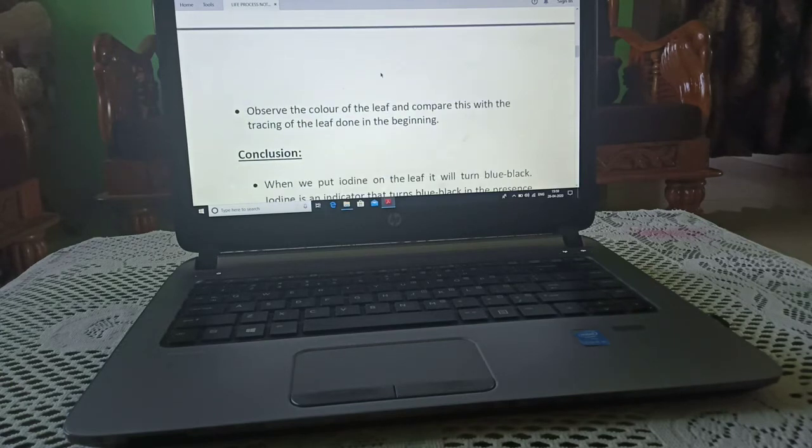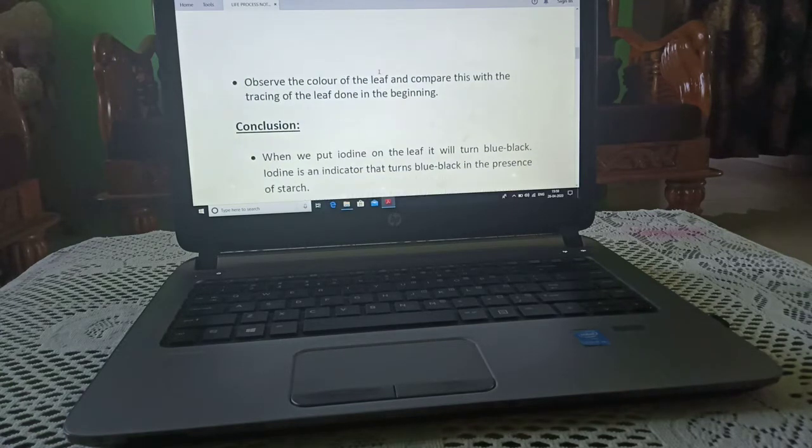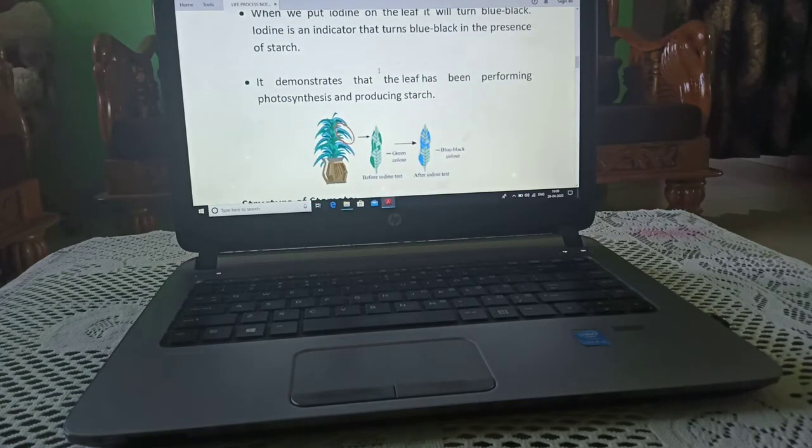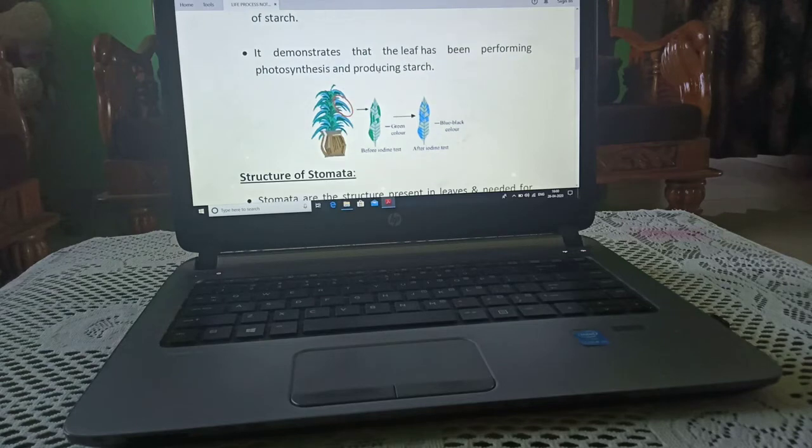Then we have to observe the color of the leaf. When we put iodine on the leaf, it will turn blue-black in color. Iodine is an indicator which turns blue-black in the presence of starch. It shows that during the process of photosynthesis, starch is produced.